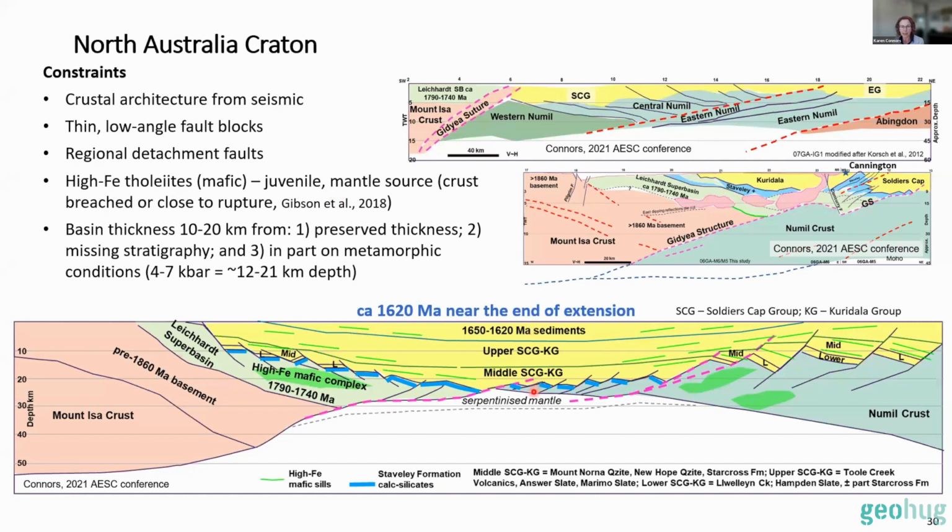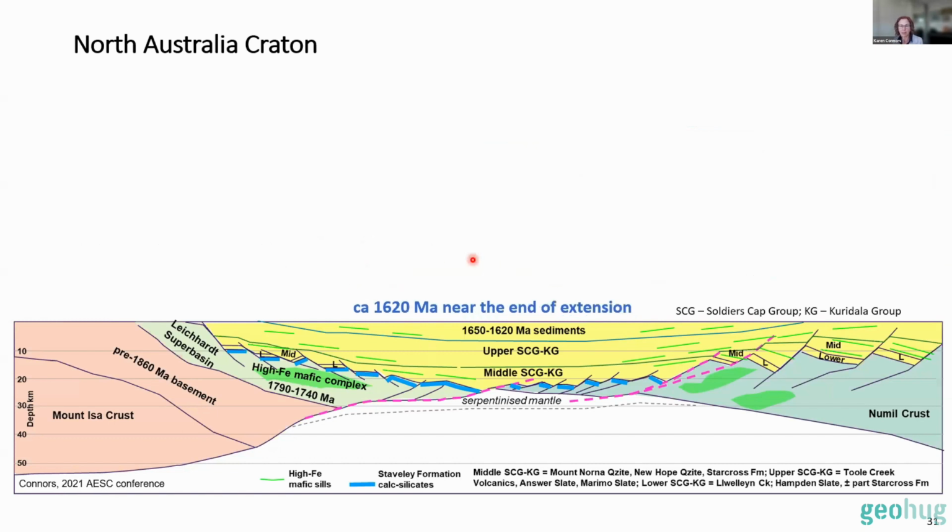So my basin thickness is based on the preserved thickness. When we're looking at the seismic, we have 10 to 15 kilometers of the Soldiers Cap Group preserved in the seismic. And I recognize that it has been thickened. We have that missing stratigraphy, the 1650 to 1620 age units, and metamorphic grade here at Cannington says there's been 10 to 20 kilometers of removal after metamorphism. So that's what I base it on.